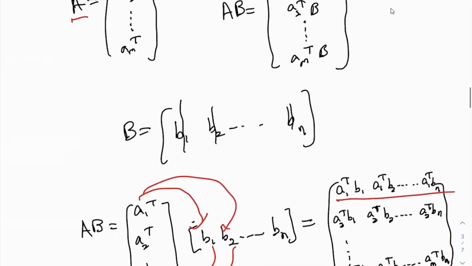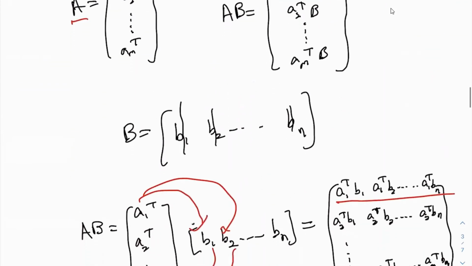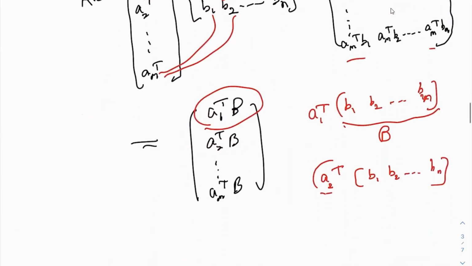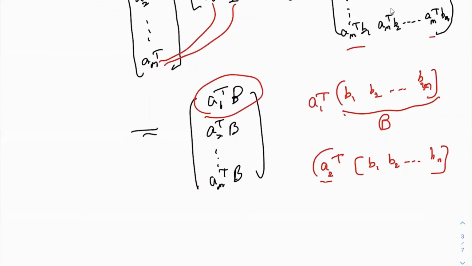So what it says is that each row of AB, the product of A and B, is equal to each row of A times the matrix B, right? So remember, A1 transpose is gonna be a row vector because it's a row of A, and then B is a matrix. So the result is gonna be a row vector. That's why it's gonna be the first row of AB, this is gonna be the second row, and all the way it's gonna be the mth row.